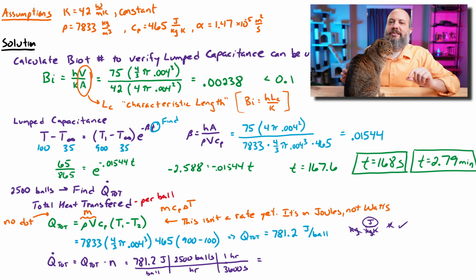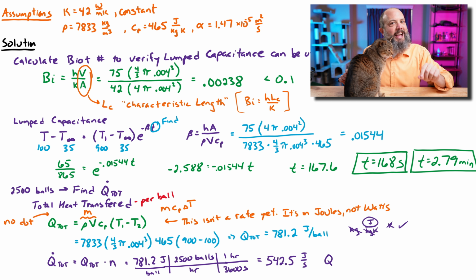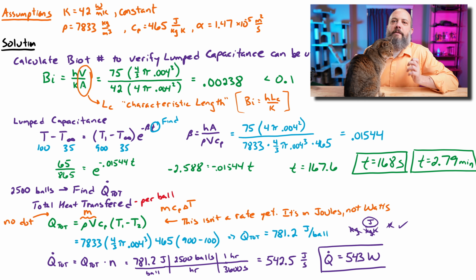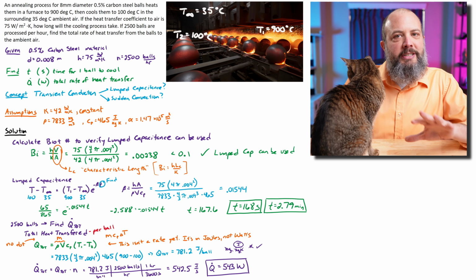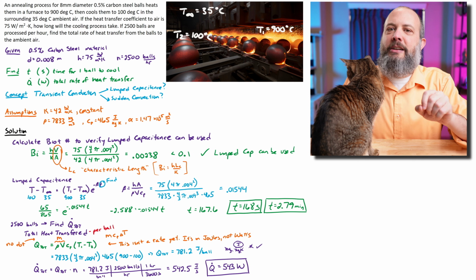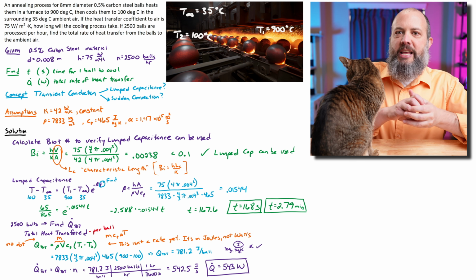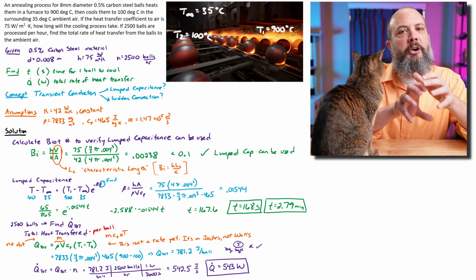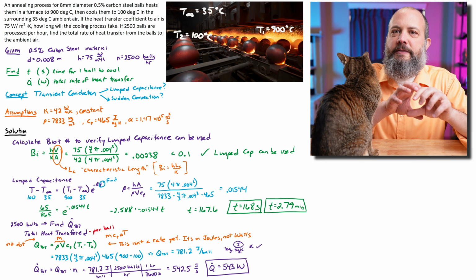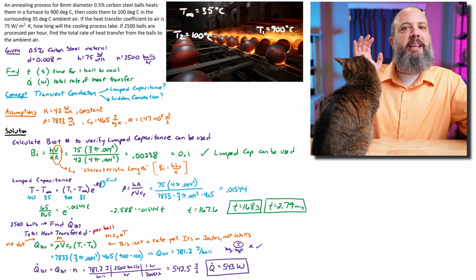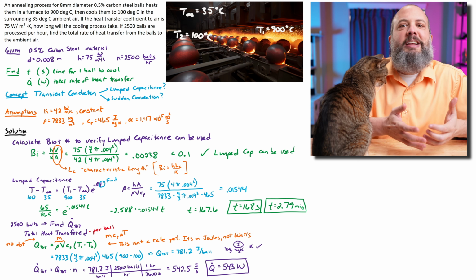So 781 joules per ball, 2,500 balls per hour, and then 1 hour is 3,600 seconds. And that gets us to 543 watts. And so it doesn't actually matter how much time each individual ball takes to cool down. If we're just trying to figure out how much heat goes into the environment, we just need to know the heat per ball and the number of balls per hour. It doesn't matter if each individual sphere takes 1 minute to cool or 60 minutes to cool. It just matters how much energy they each release and how many of them we're processing in the factory.